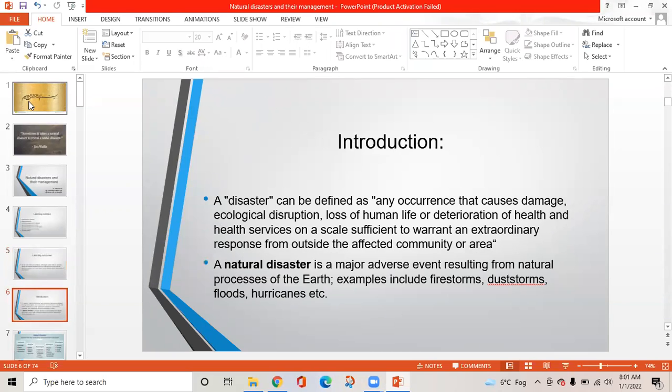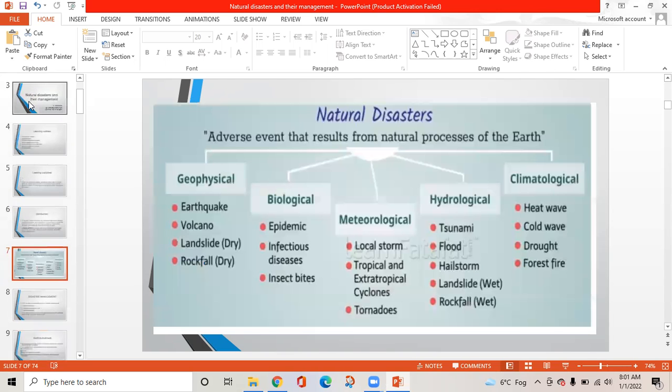Now, what is a disaster? A disaster can be defined as any occurrence that causes damage, ecological disruption, loss of human life, or deterioration of health and health services on a scale sufficient to warrant an extraordinary response from outside the affected community or area. A natural disaster is a major adverse event resulting from natural processes of the earth. Examples include firestorms, dust storms, floods, and hurricanes.